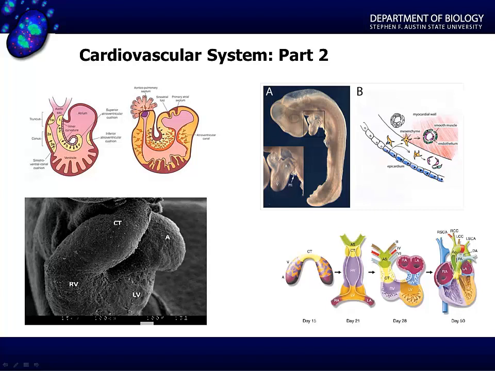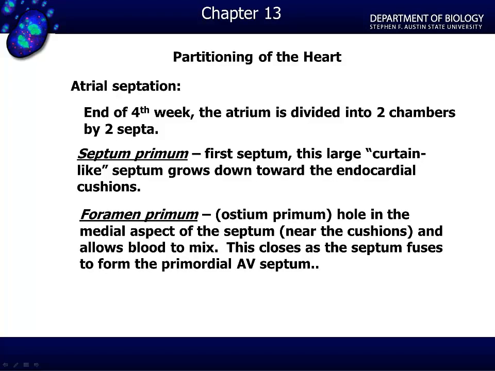In this particular portion, we are going to take our two-chambered heart with a single atrium, single ventricle, and we're going to partition this two-chambered heart into a four-chambered organ, and we're also going to partition the outflow tract into our great vessels, that being the pulmonary trunk and the aortic trunk. So we're going to begin looking at atrial septation.